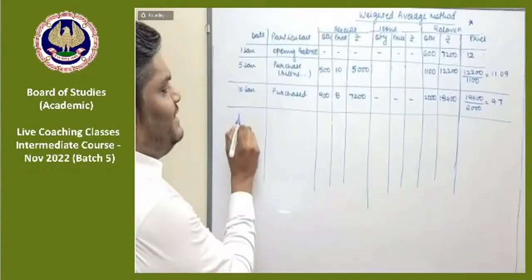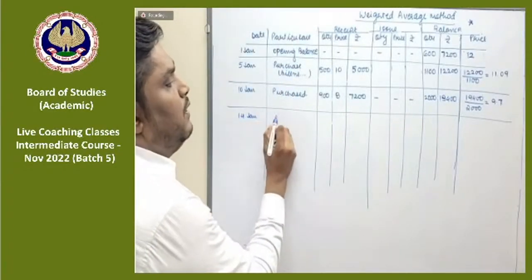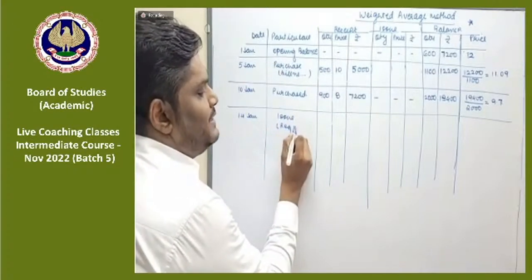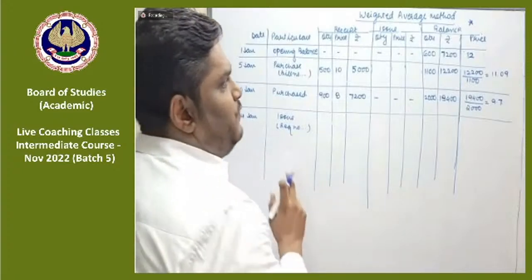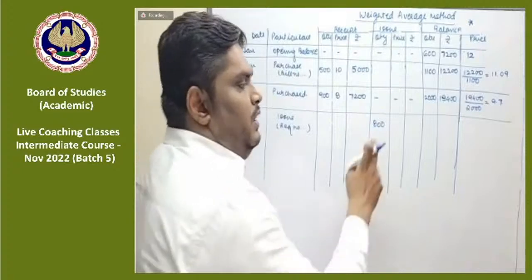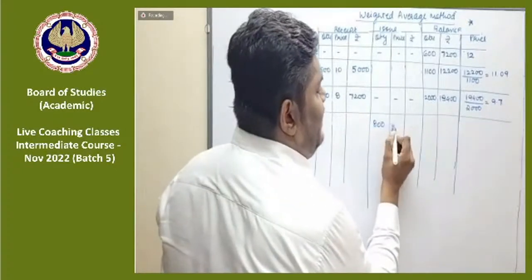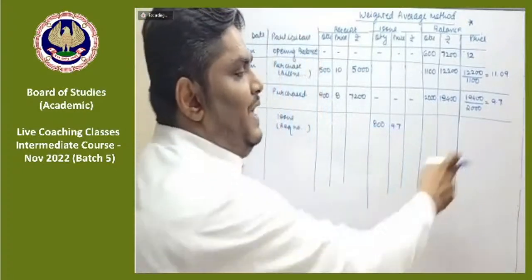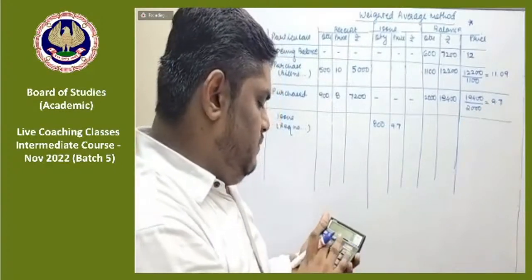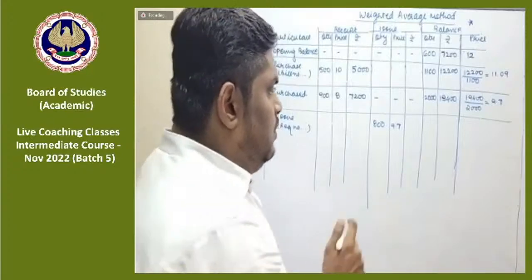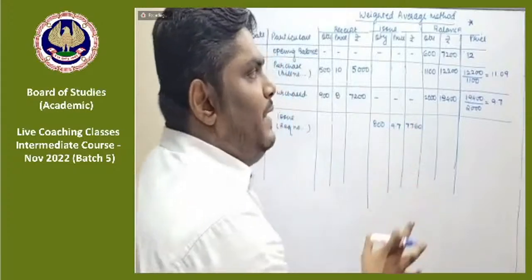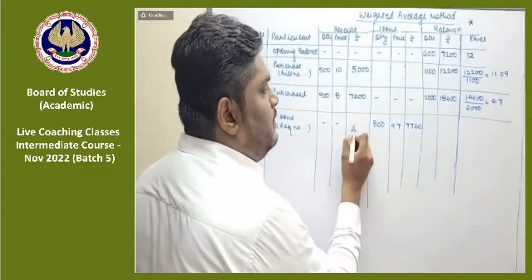Now let's say on 14 January, there is issue of raw material. There is a request number given in the question, so you have to mention it. So let's say 800 units are issued. These 800 units will be issued at the rate 9.7, the price that is the final price. So 800 into 9.7, this will be 7760.